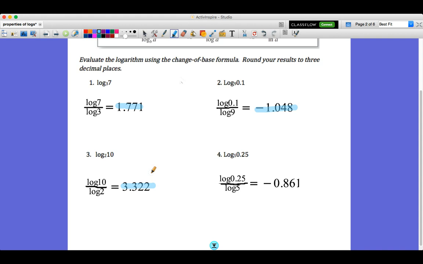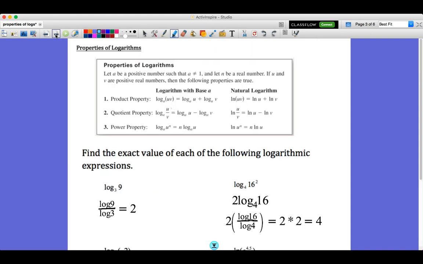Number 4 gives us a negative again. So we're putting log of 0.25 on the top, log of 5 on the bottom. When you do that division, that one gives us a negative 0.861. It's just telling us 5 to the negative 0.861 power would give us that 0.25. So I would go through and plug those in your calculator before you move on. You can pause the video, plug them in, make sure you get the answers that I got, and then when you're ready, start it up again.